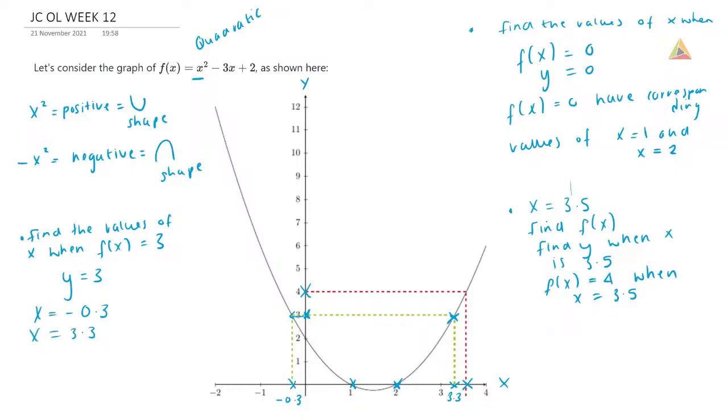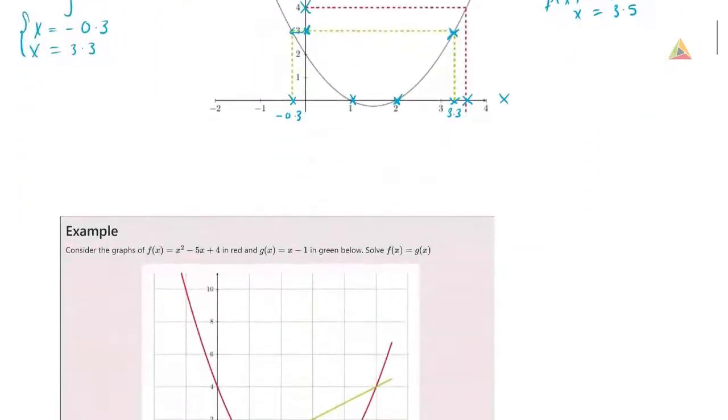And the key is in the question there as well. It says find the values, which means you're looking for two values there, and you've two x values: x equals minus 0.3 and x equals 3.3. So we're going to do an example now based on what we're after doing there.